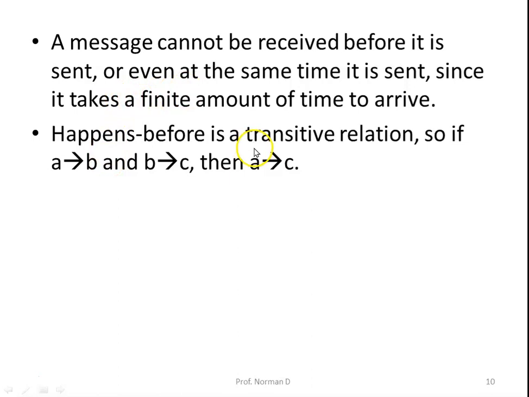A message cannot be received before it is sent. It is very obvious. Or even at the same time it is sent, since it takes a finite amount of time to arrive. For example, if you send a mail at 4 o'clock in the afternoon, you cannot expect your receiver to receive the email at 3:30 in the afternoon, right? It will obviously be somewhere after 4. Now this happens before relation is also transitive. That is, if A happens before B and B happens before C, that means A happens before C. Now this is our transitive relation.